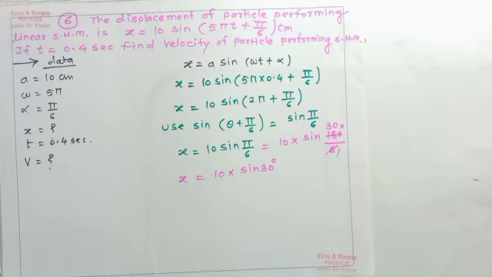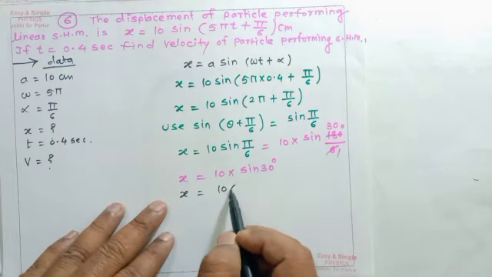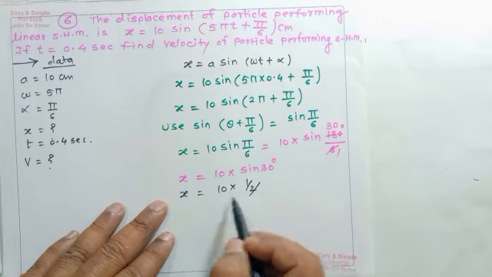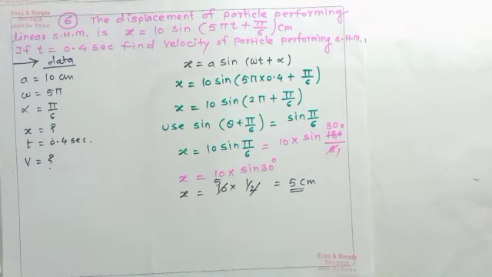And we know the value for sine 30. Sine 30 has value 1 upon 2. So here, if sine 30 is given, that is 1 upon 2. So x is equal to 10 multiplied by 1 upon 2, that is 5 centimeter. So we can find out x. x will be 5 centimeter.